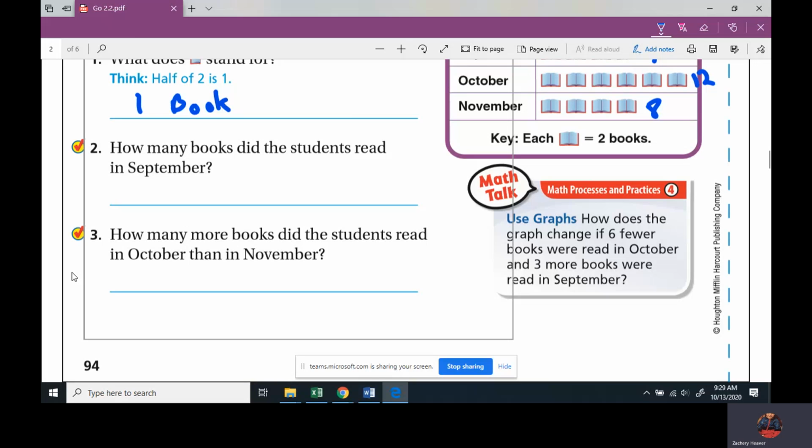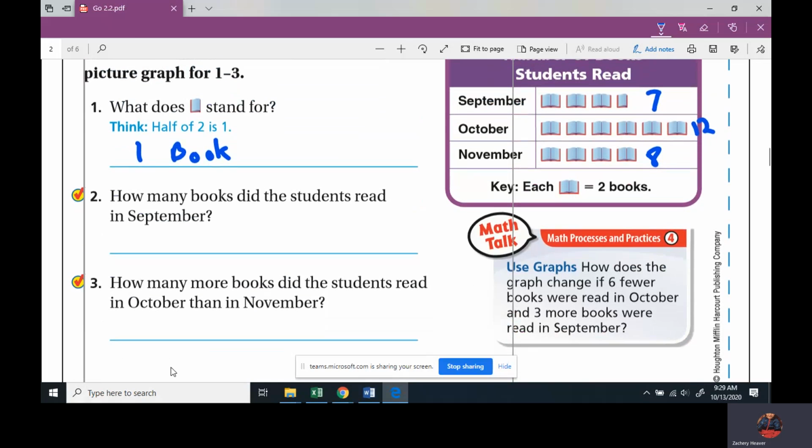All right. McKenna, how many books did the students read in September? We should know this. 7 books. And Jack, how many more books did the students read in October than November? 4 books. Because you did 12 minus 8.